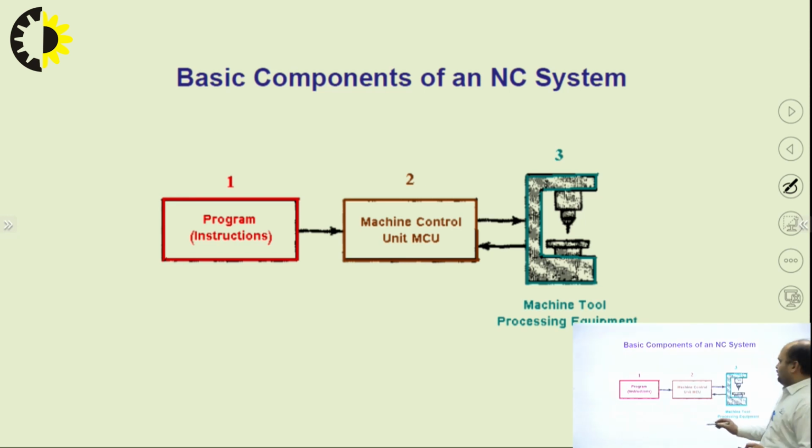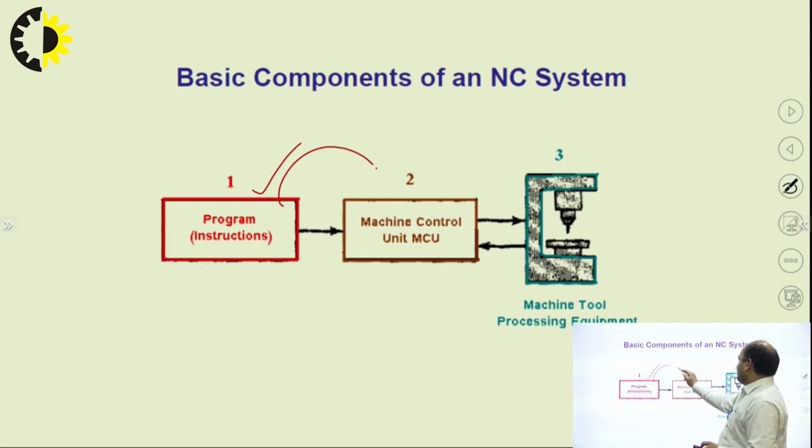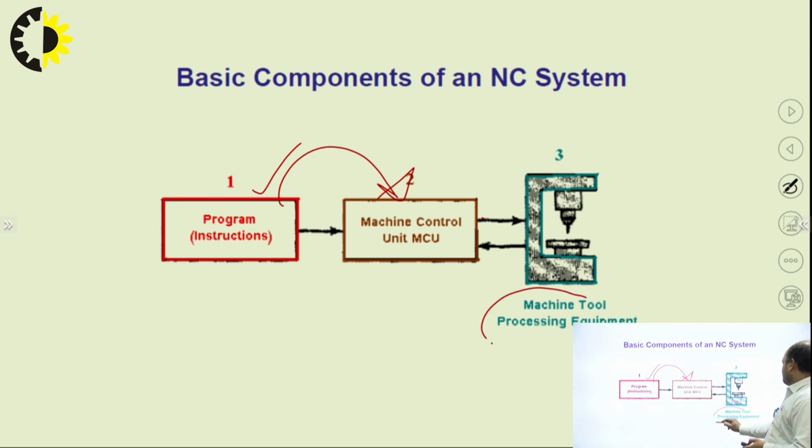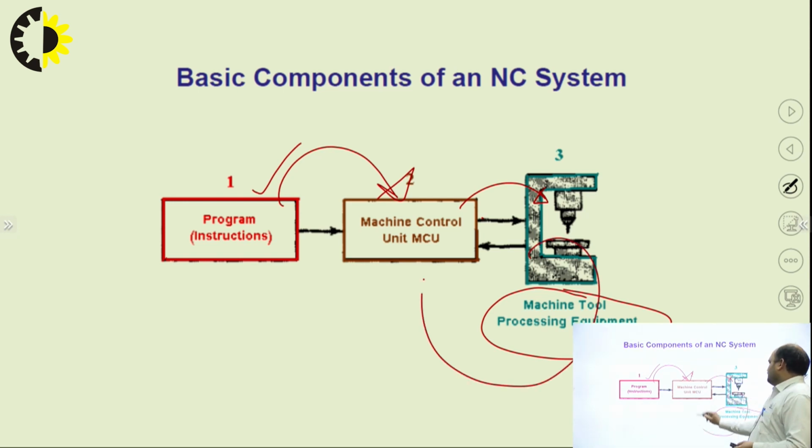So in the block diagram we can see the program instructions are transferred to the machine control unit, and the machine control unit feeds them to the machine tool processing equipment, so that the program instructions can be executed for actual manufacturing of the product. And after that the machines also have a feedback system which transfers information to the machine control unit about the execution of part programs.